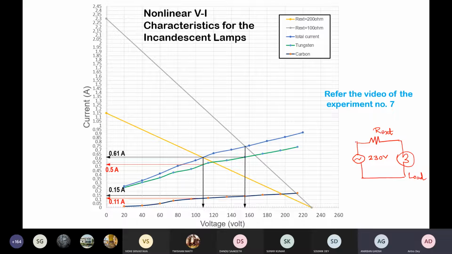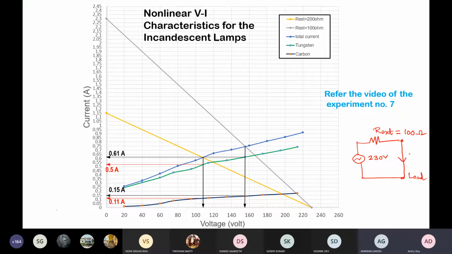Okay, so to find out the load characteristics, what we are doing when there is R external resistance, when REXT is equal to 100 ohm, then how can we plot the load characteristics? So we can assume that load is having a negligibly small resistance in one case, so we can short it. So in that case, we can just erase this load by a short circuit. So it is having almost zero resistance.